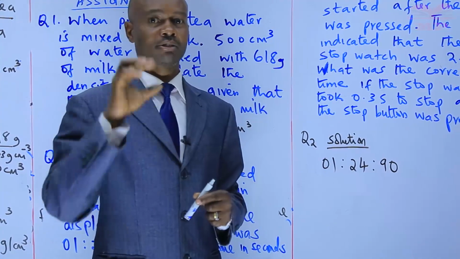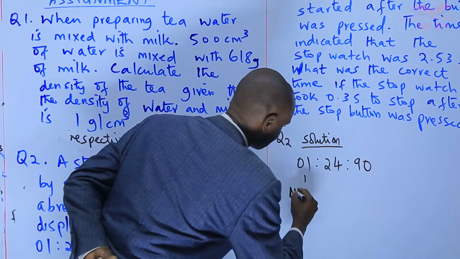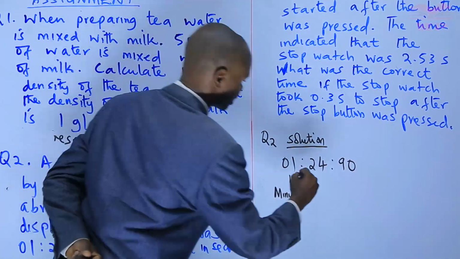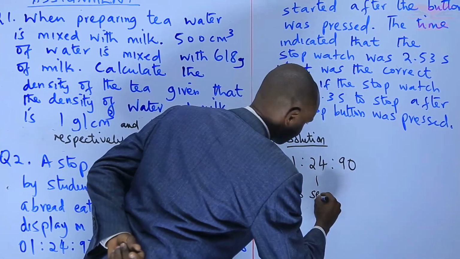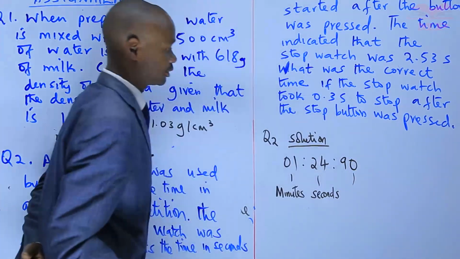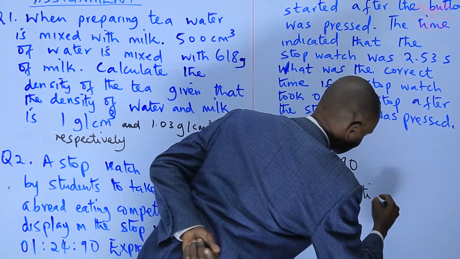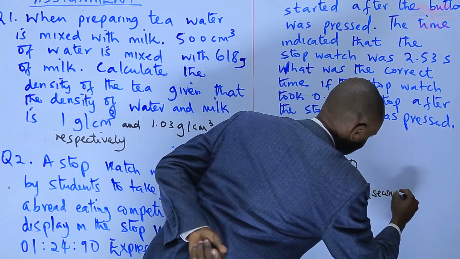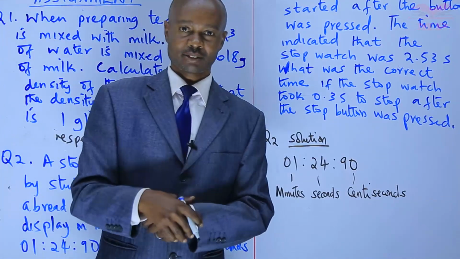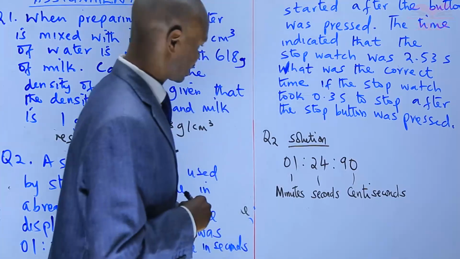Most stopwatches are standard. So you should know here, these are always minutes. The second ones are always seconds. And the last ones are what you call centiseconds. A centisecond is a 100th of a second.